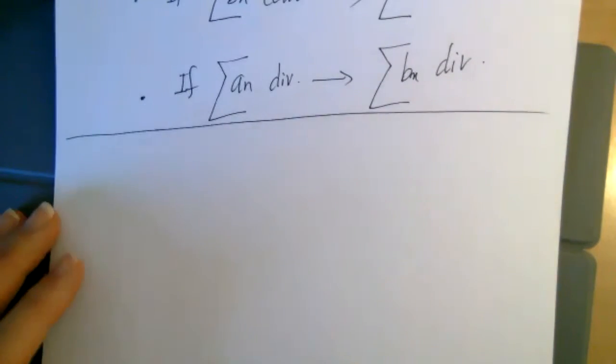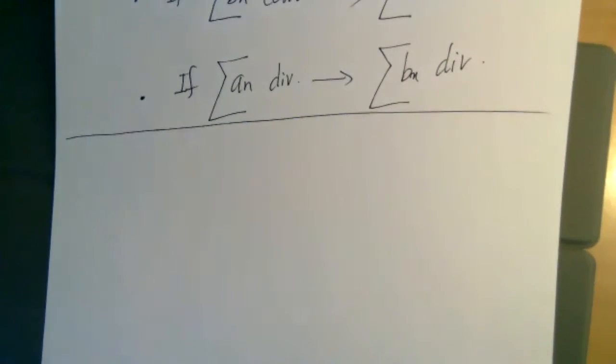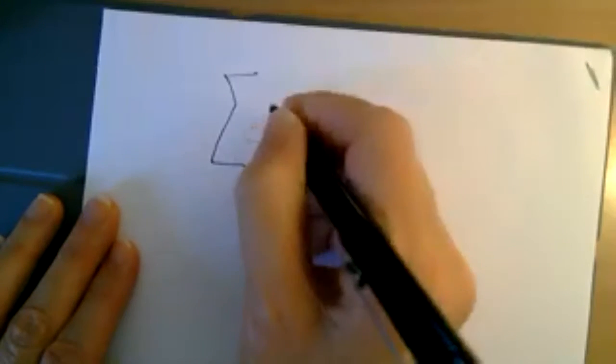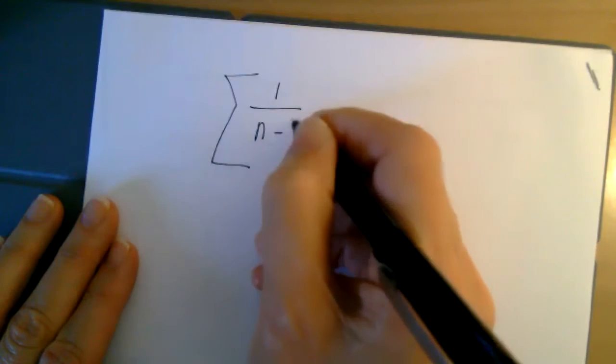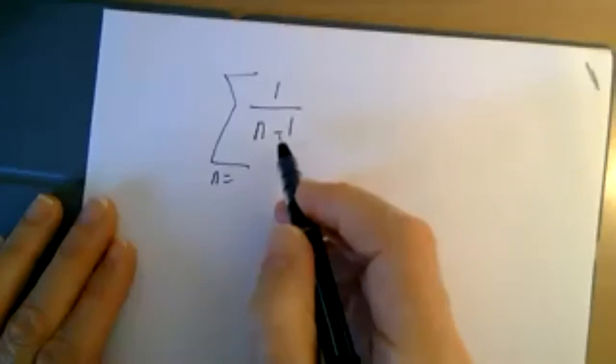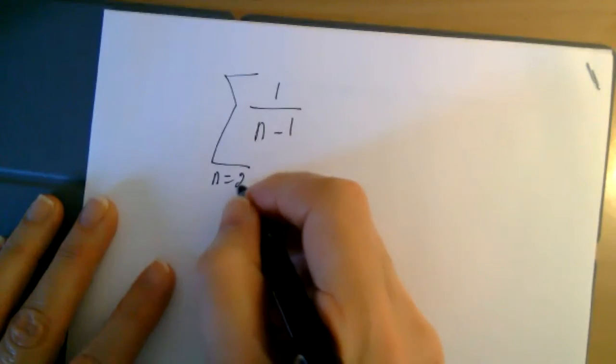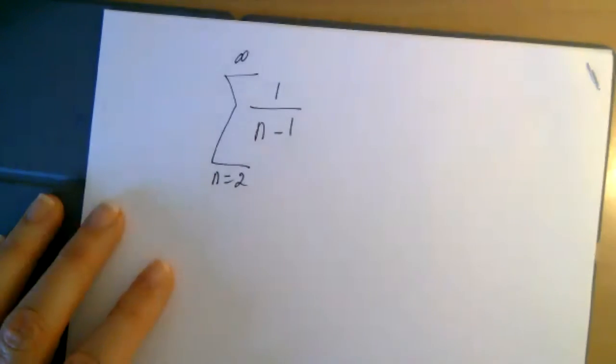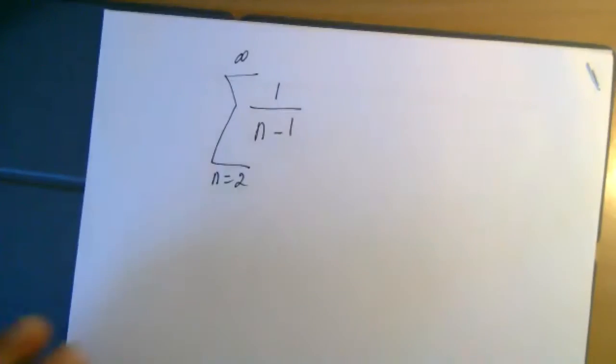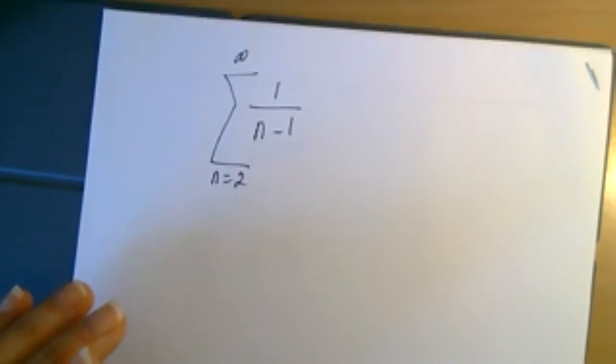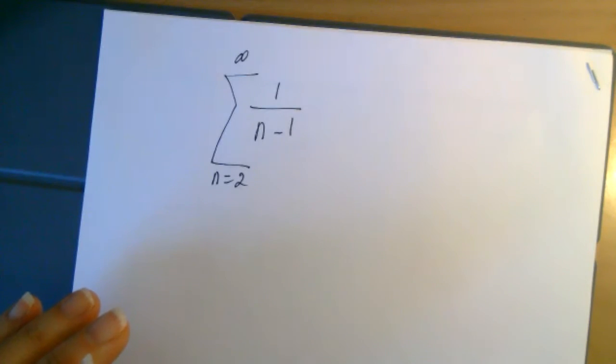Let me start a new piece of paper. Sigma 1 over n minus 1. And I cannot start it at 1. I'm going to start it from 2 to infinity. Before we go on, I'm going to ask you a question. If I give you this simple problem, I tell you, does the series converge or diverge? How would you do it?